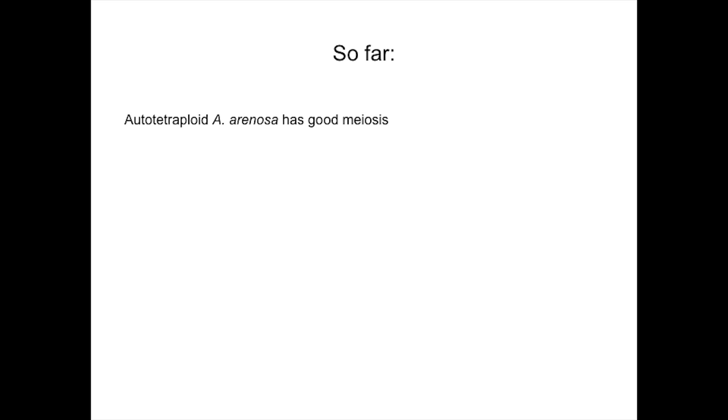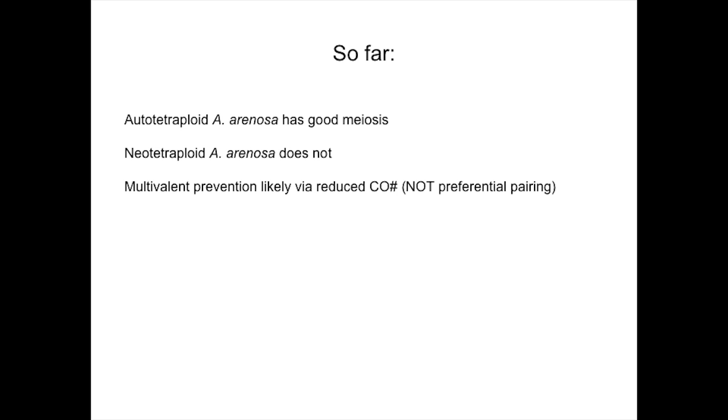So far, I've told you that autotetraploid arenosa does have good meiosis. The neotetraploids, in contrast, do not, so we think the autotetraploids had to evolve to get to where they are now. And it seems that the multivalent prevention in arenosa likely evolved via reducing crossover numbers, not by getting any kind of preferential pairing like the allotetraploids commonly do. So the real meat of the story for us has been what genes are important for that meiotic stability. What are actually the molecules that are driving that?